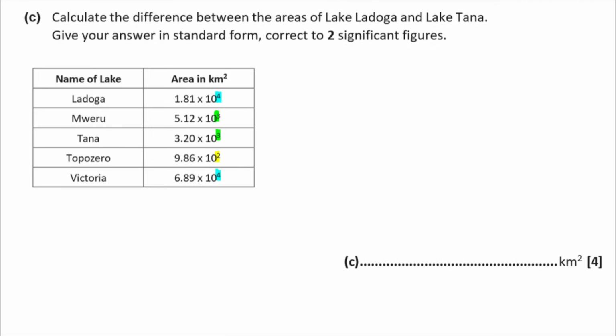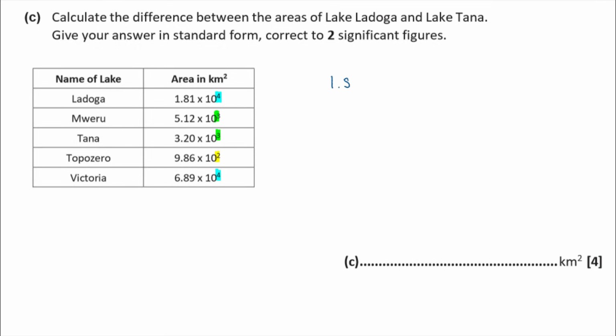Okay. Part C says calculate the difference between the areas of Lake Ladoga and Lake Tana. Give your answer in standard form correct to 2 significant figures. Okay, so difference in mathematics means subtract, isn't it? So we need to take one away from the other. So we are going to be taking the smaller one away from the bigger one, aren't we? So which one is smaller? Ladoga and Tana. Tana is the smallest because it's 10 to the 3, and Ladoga is 10 to the 4. So I'm going to take the smaller one away from the bigger one.